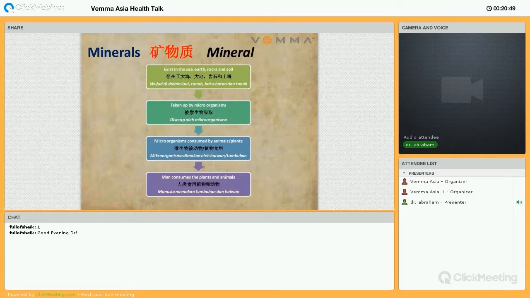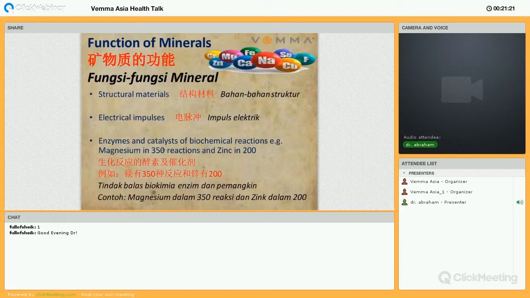Now, why are minerals so important? What exactly do they do in the human body? In an average human being, every cell has 10,000 chemical reactions taking place in a 24-hour period. So there's a lot of biochemical reactions going on. Now, all this is mediated by enzymes and minerals. So the function of minerals are threefold.